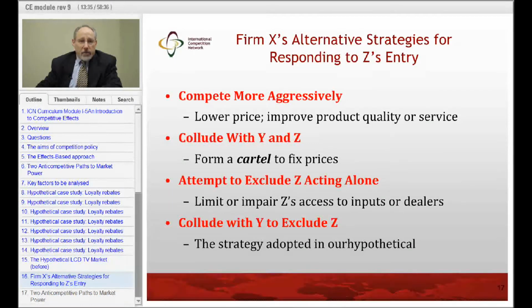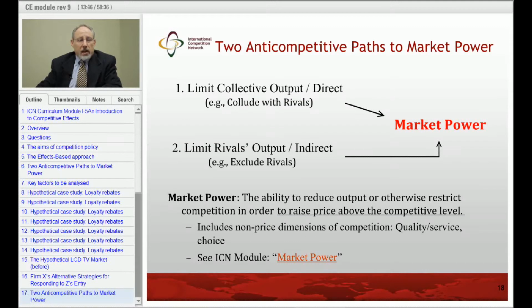Its alternate option is to try and exclude Z. And it can do that either by itself, if it's capable, or it could actually collude with Y to exclude Z. We're going to examine these two possible anti-competitive ways to achieve what we call in antitrust market power. And there's a separate module on market power that you might want to consult before going forward in this one.